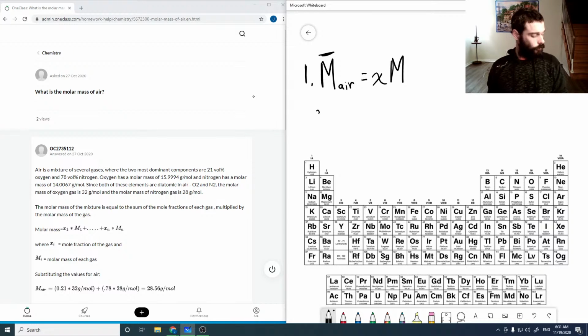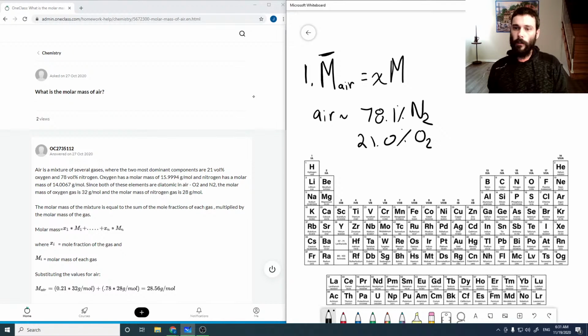So air is roughly 78.1% nitrogen, 21% oxygen, and then roughly 0.9% argon. And so if we sum up each of the constituent atoms with their proper percentages, then we would get an average molar mass for air.